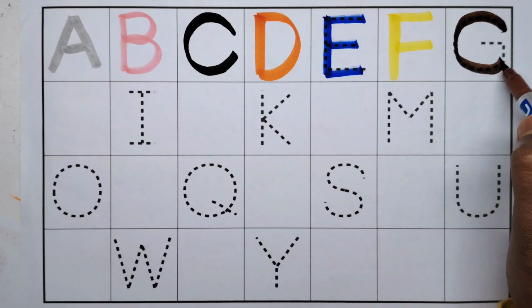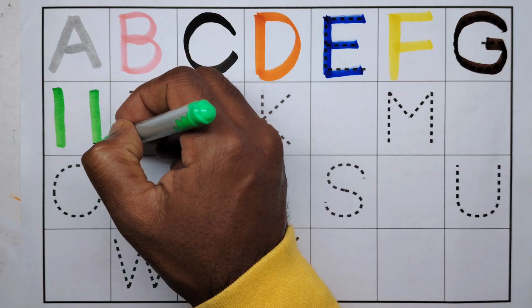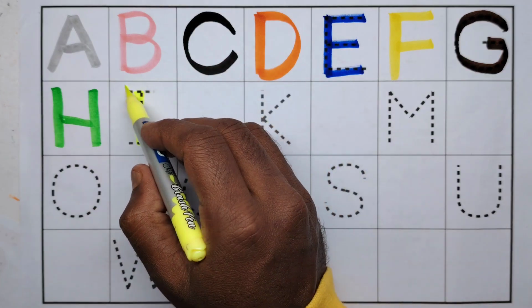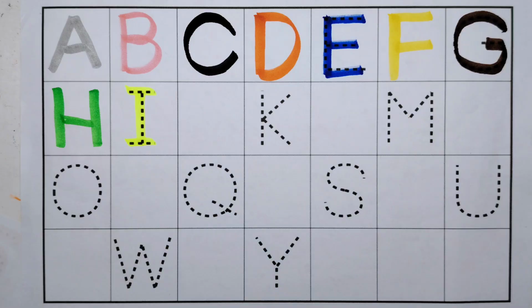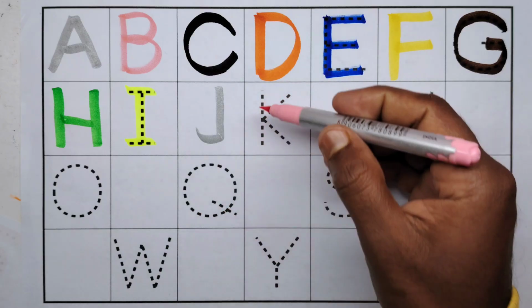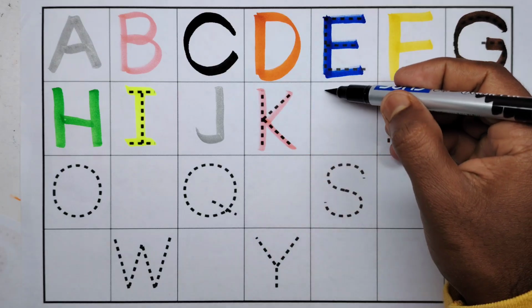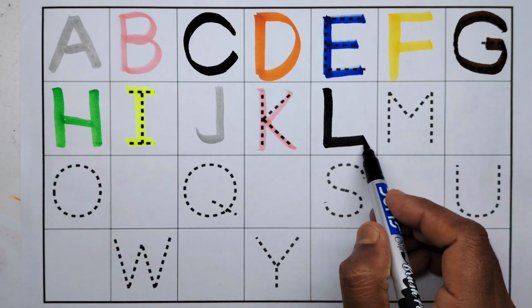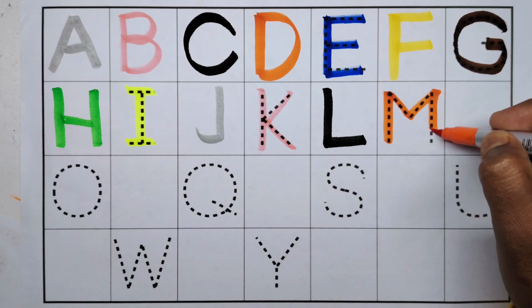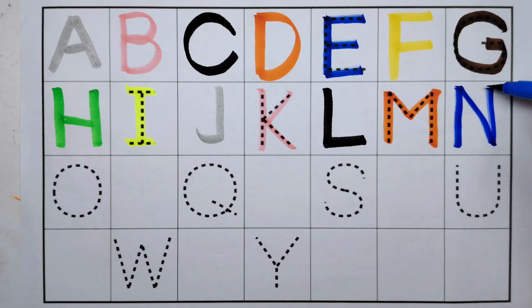G for grape. H for horse. I for iron. J for juice. K for kite. L for leopard. M for mango. N for net.